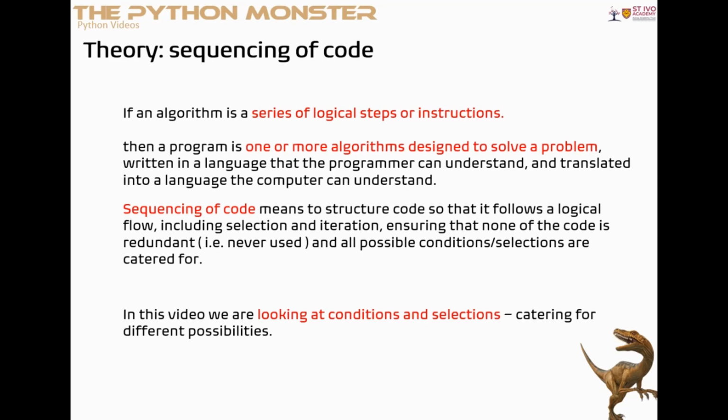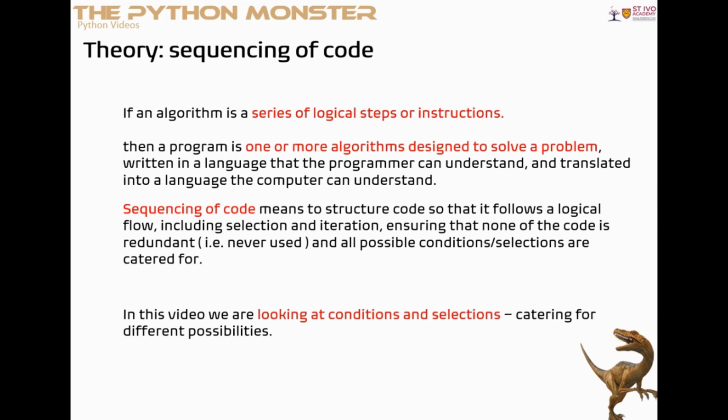So on this slide you will see some concepts that you need to know for your GCSE guys. An algorithm, as you all know, is a series of logical steps or instructions. Algorithms become computer programs when they are written in a language that can be translated into binary, because that's the language and the only language that the computer understands.